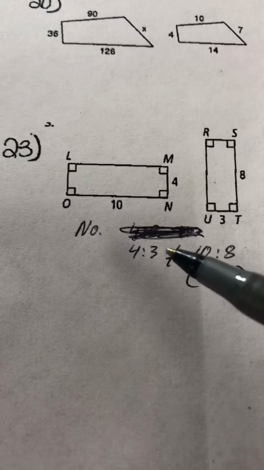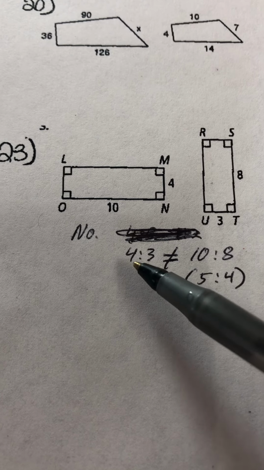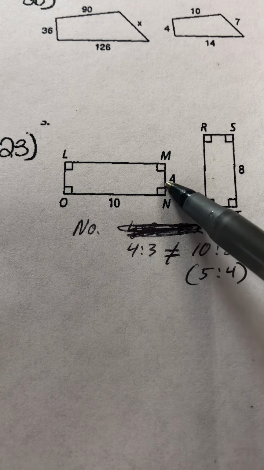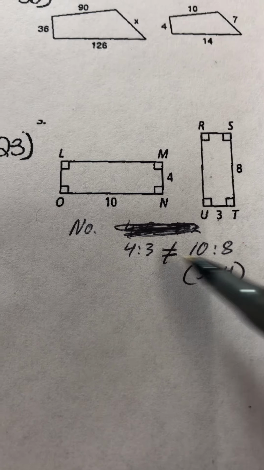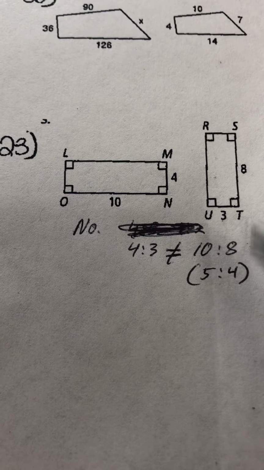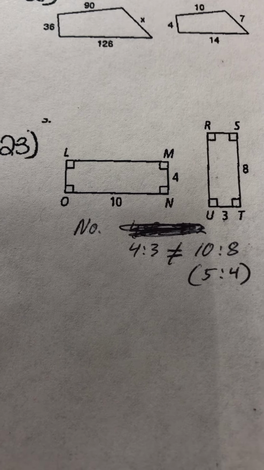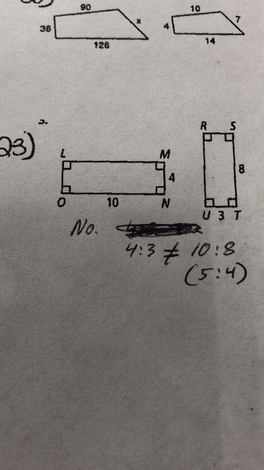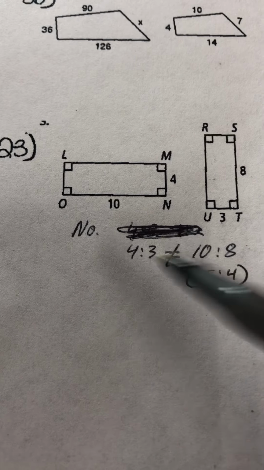For 23, I have 4 to 3. That does not equal 10 to 8, because 10 to 8 is actually a 5 to 4 scale factor. So these are not going to be similar.